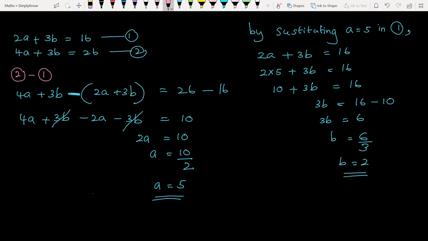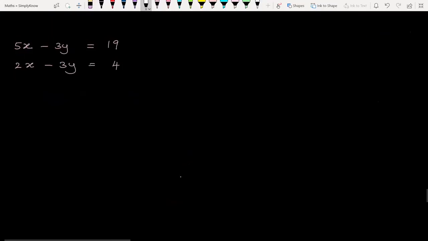Shall we check our answer? If A is 5, 2A is 10. Plus, if B is 2, 3B is 6. So 10 plus 6 is 16. Our answers are correct. Okay, let's solve these two equations now. Equation 1, equation 2.